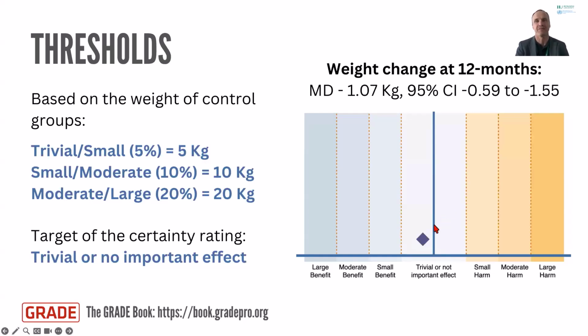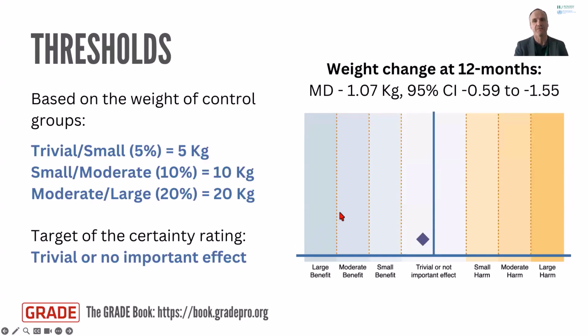It's probabilistically not possible. So just as a reminder, we would then be rating our certainty. If we look at the mean difference here, which is a 1.07 kilogram reduction in these studies, we would be rating our certainty that there indeed is a trivial or no important effect that is less than 5 kilograms, with confidence intervals mentioned here. So the target of the certainty rating is trivial or no important effect.